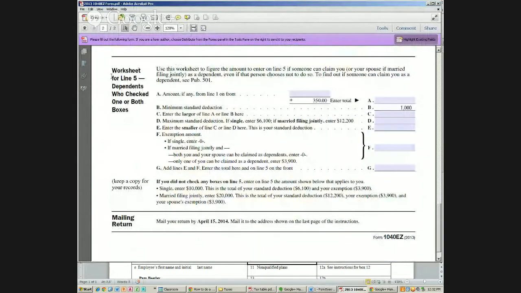And we got worksheet for line 5, dependents who checked 1 or both. So we start with line A. Enter, if any, the amount from line 1 on the front, which was what? 8,436. Write it down. 8,436. What? I'm looking at the same thing you are, guys. I have the same piece of paper you do.